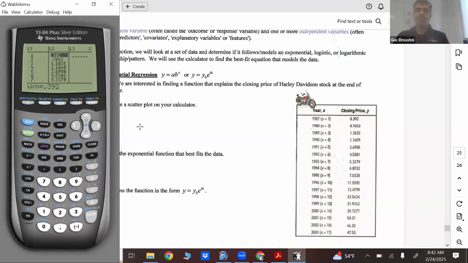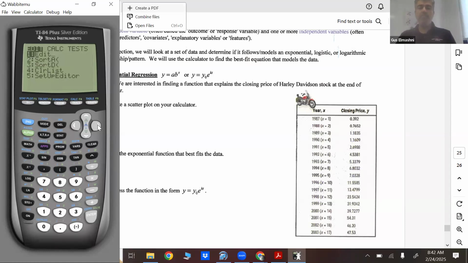Once you have the data entered, and I'm recording this, by the way, hit stat again, but then go to calc. And you're going to calculate the regression line. We're going to calculate an exponential regression line. So it's really simple. You select option 0. So let me go back so you guys know what I'm doing.